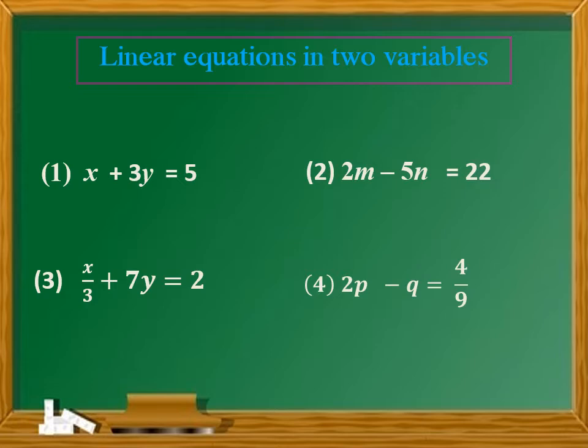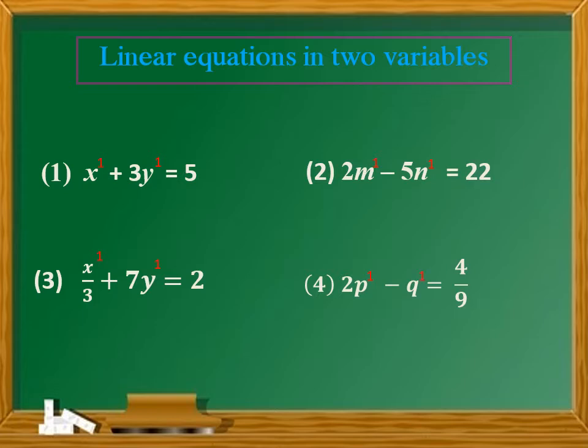If we observe the index of these variables in each equation, what can we see here? The index of x is 1 and the index of y is 1 in the first example. In the second example, the index of m is 1 and the index of n is 1. In the third example, the index of x is 1 and the index of y is 1. And in the fourth example, the index of p is 1 and the index of q is 1.